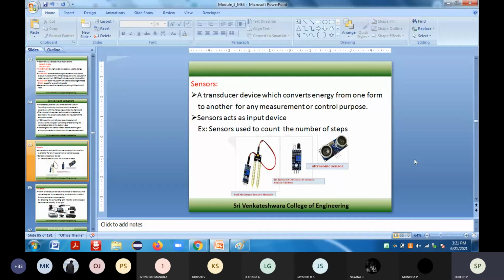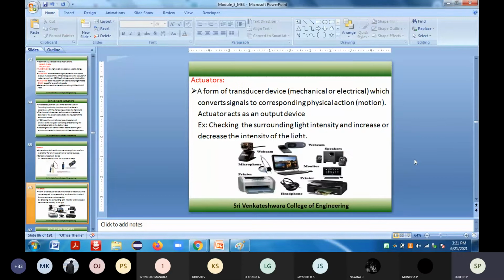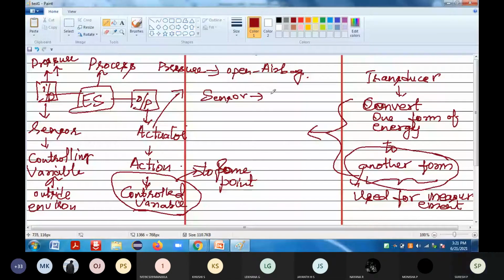Next, when it comes to actuators, what are actuators? An actuator is a form of transducer device which converts signals to a corresponding physical action. In a sensor, the mechanical energy is converted to a signal. A signal is represented in either analog or digital form. So it converts mechanical energy to electrical energy in the form of a signal.